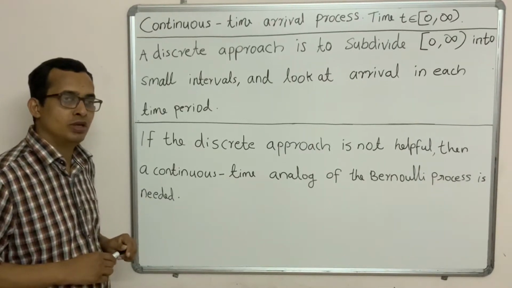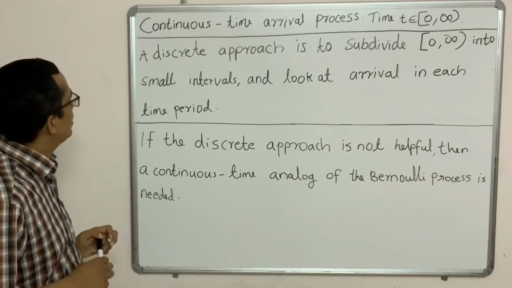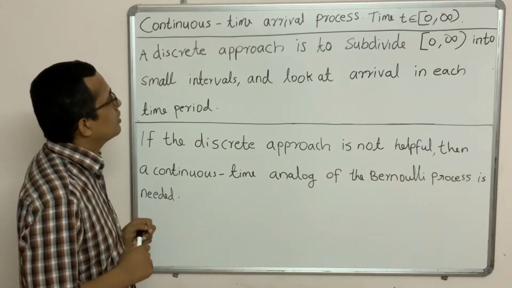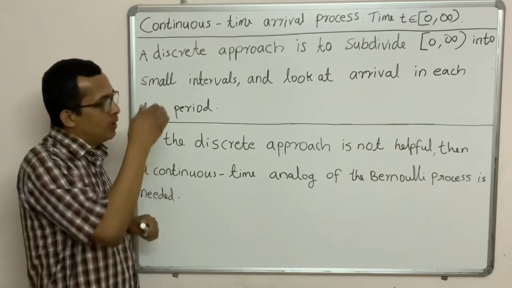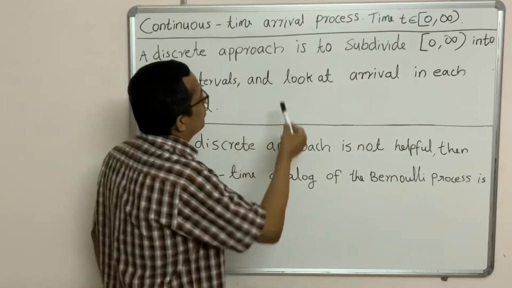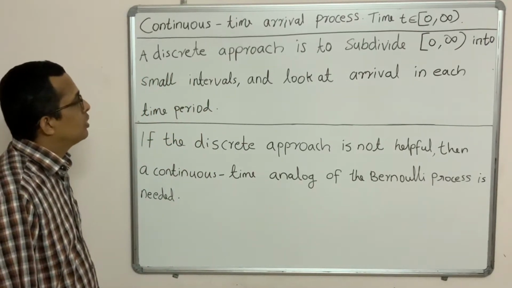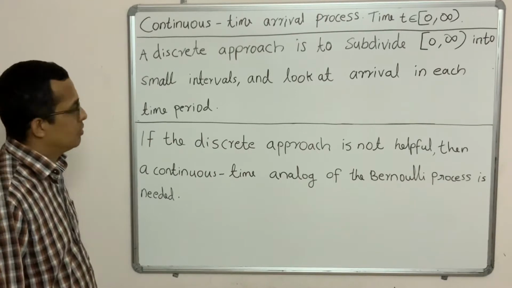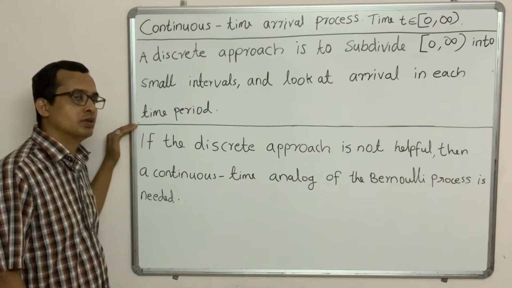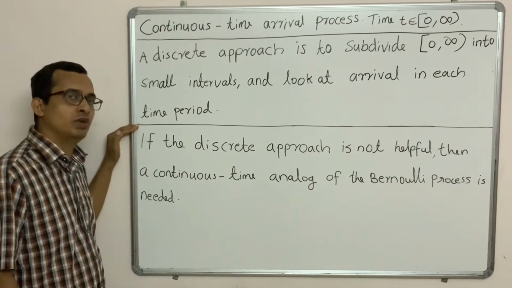Now let's come to the continuous time arrival process. So for studying continuous time arrival process, here the arrival happens continuously over time. The arrival can happen at any time small t from 0 to infinity. Two approaches are possible. One is to have a discrete time approximation. For many examples that might work. So then the Bernoulli process will be enough.